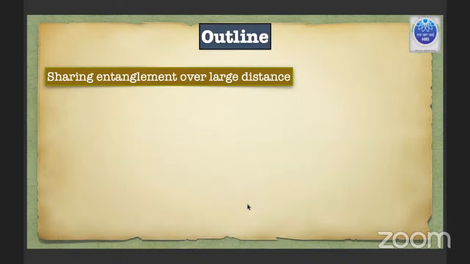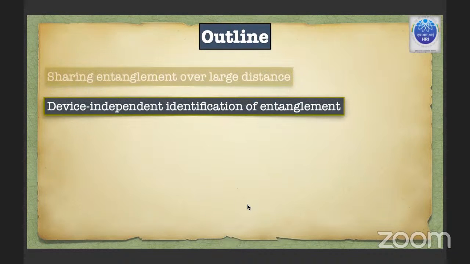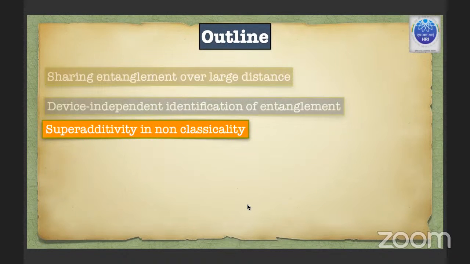So the outline that I'm going to follow is as follows. First I will tell you about sharing entanglement, what are the procedures known to share entanglement over large distance. Then I will briefly describe the way we can identify entanglement after sharing. For this community the tools I am going to use are known, but for completeness I will tell this. Then I will tell that in this way one can address some fundamental questions like superadditivity in non-classicality or non-locality, which is also known as activation of non-locality or superactivation and so on.